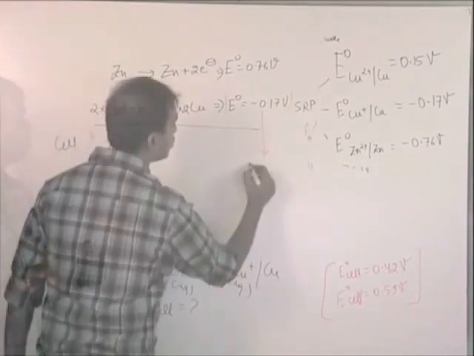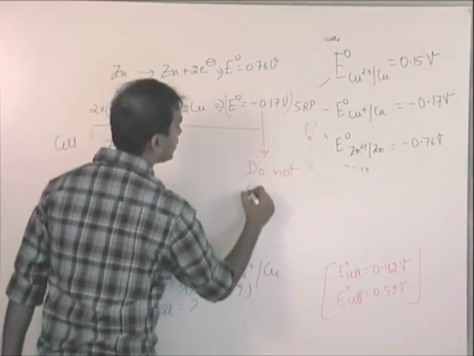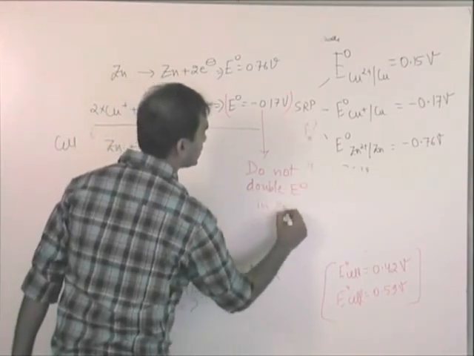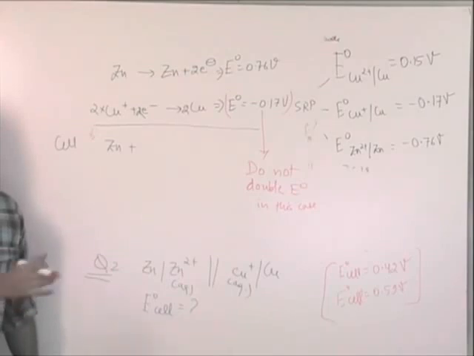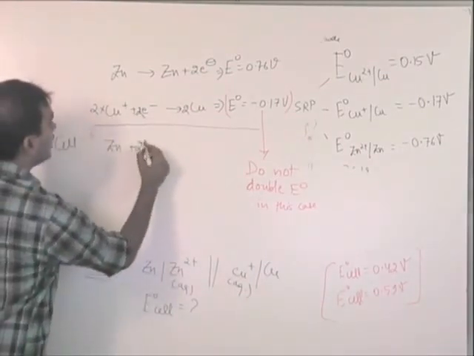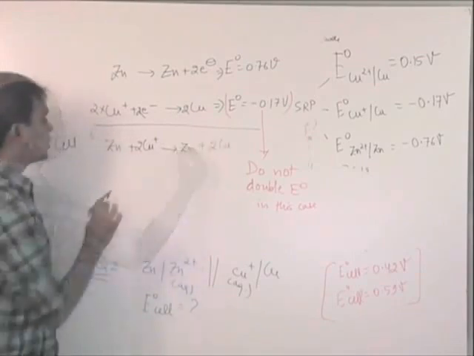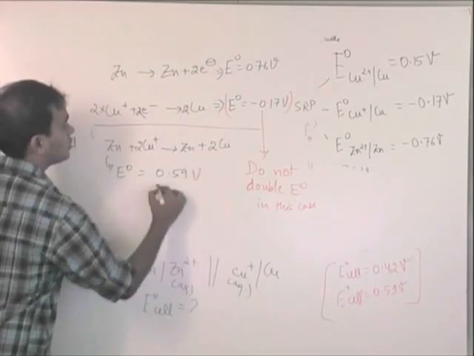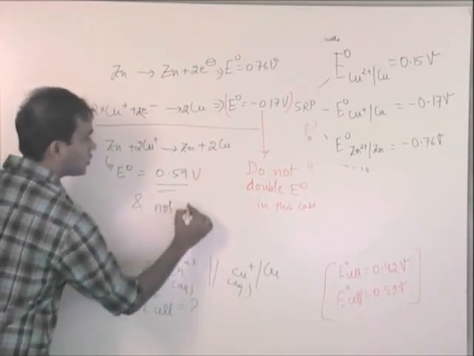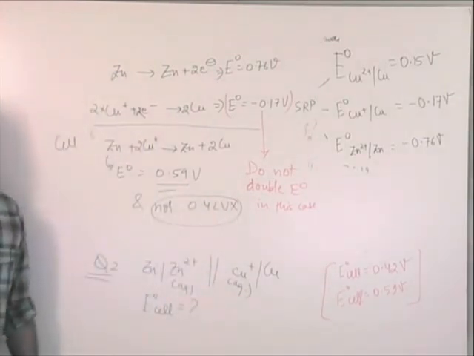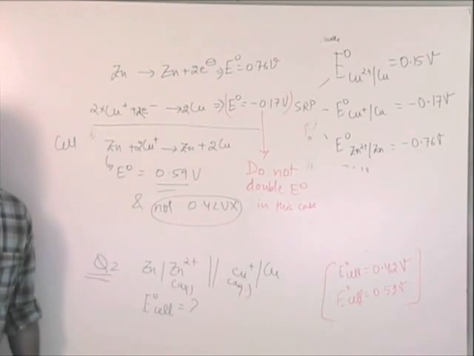But remember, do not double E naught in this case. Never multiply E naught with the same number of moles. But if I ask you what will be the cell reaction, the cell reaction will be Zn plus copper 2 plus gives, so for this E naught will be 0.59 volt and not 0.42. Remember this thing. Never multiply E naught just like you multiply delta G naught.